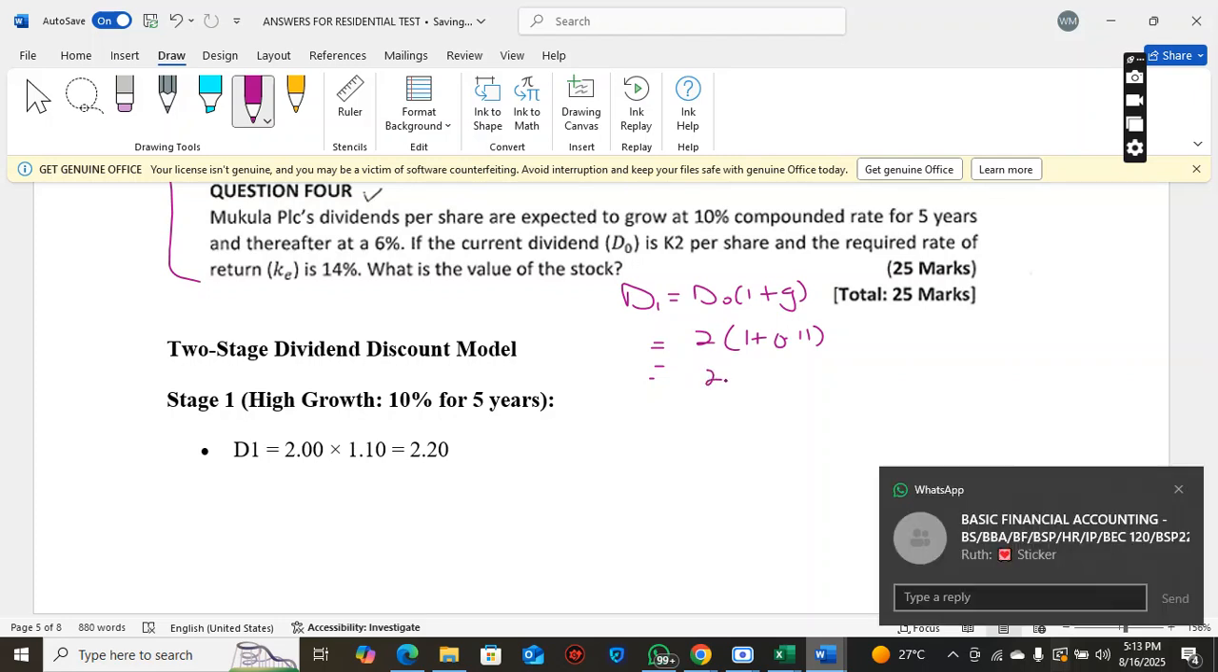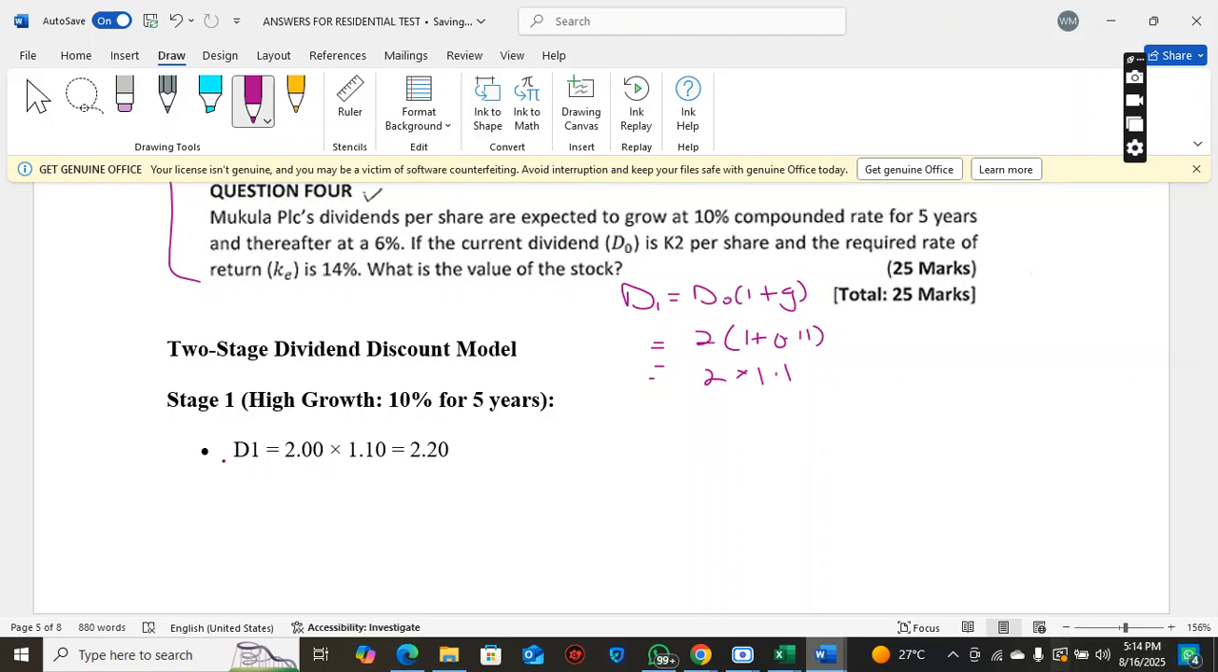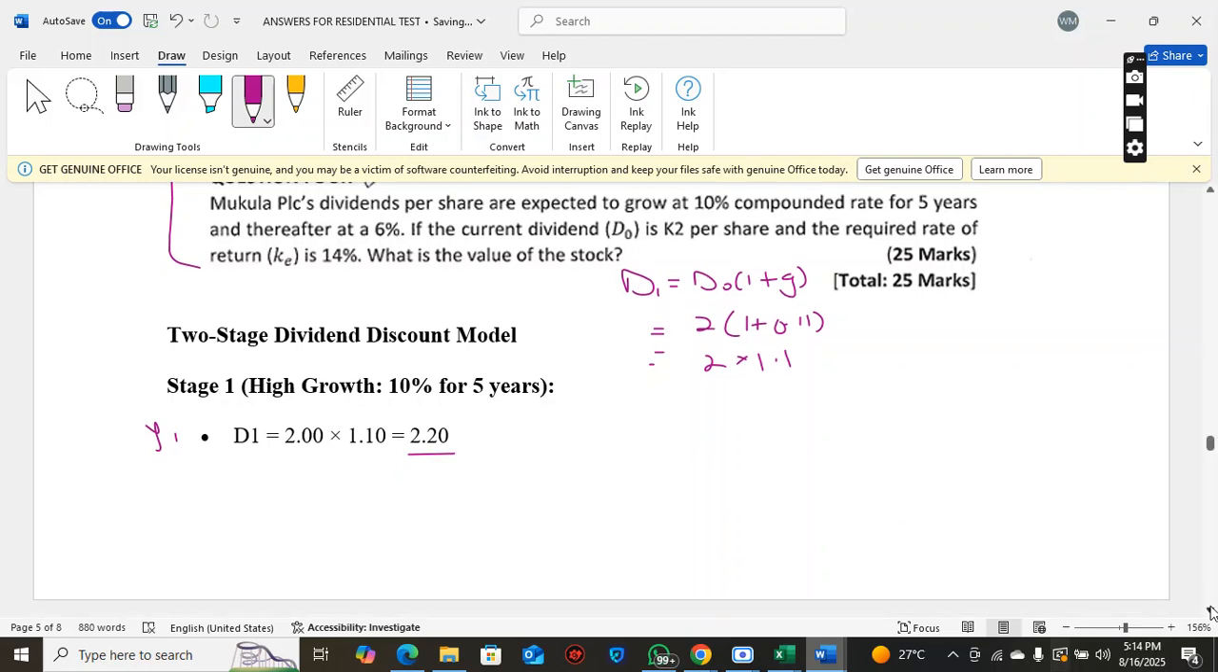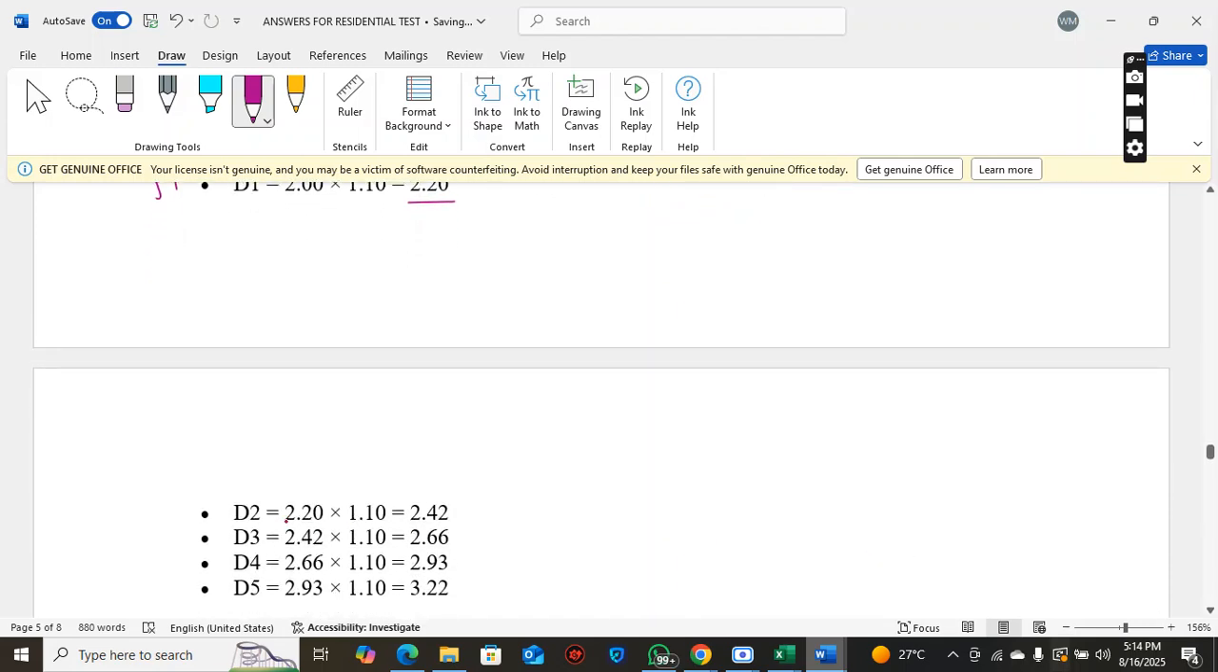So you're going to say 2 multiplied by 1.1. For the first year, year 1, 2 times 1.1, 2.2. Year 2, you say 2.2, this amount here, 2.2 times 1.1, you get 2.42. Year 3, 2.42 times 1.1, 2.66.